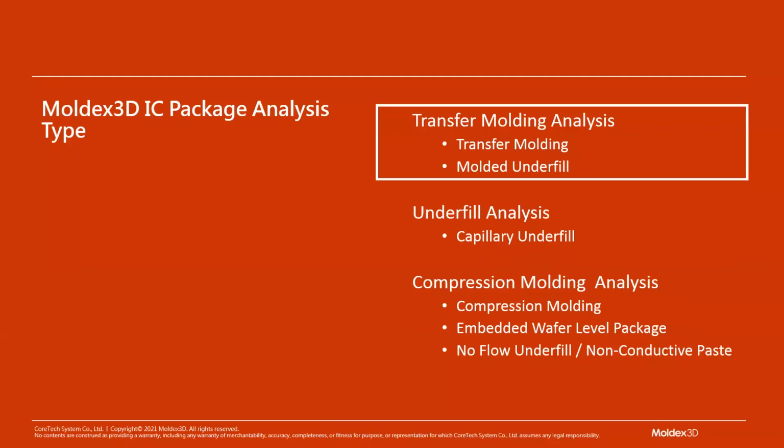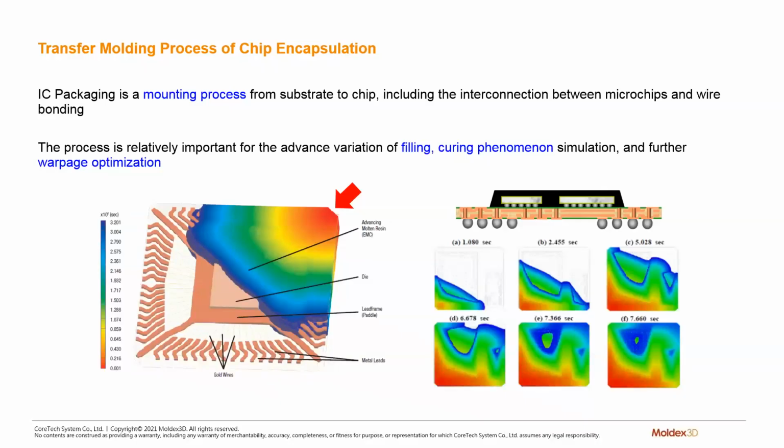So first, the transfer molding analysis. Basically, the IC package is a molding process. You have this flowing epoxy to do the packaging or encapsulation for the wire and die, and you focus on the filling and curing phenomena.